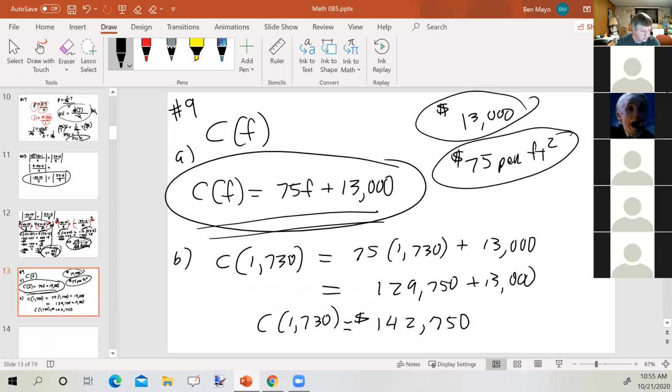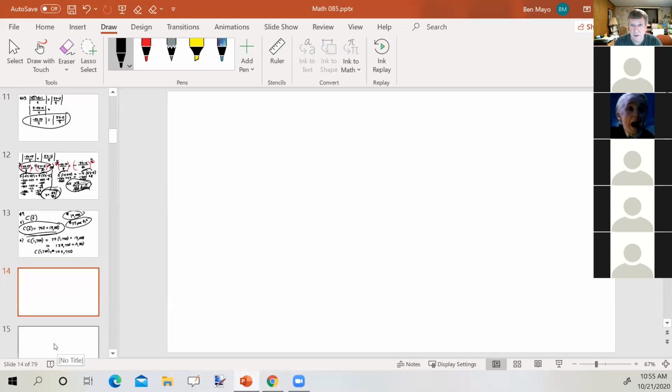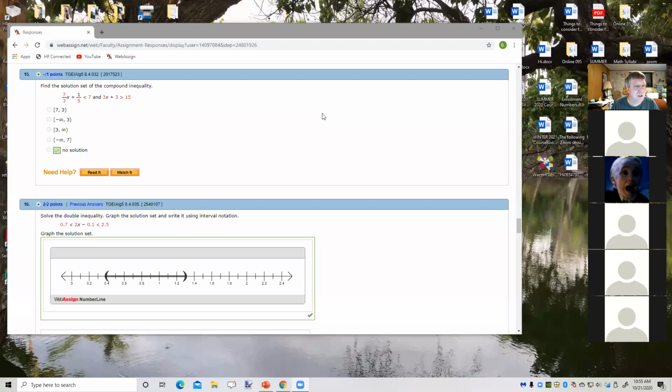All right, that takes us to number 15 on the chapter review. We good to go on? I'll take that as a yes. Okay, so now we're going to look at this problem. Find the solution set of the compound inequality. Okay, this is number 15, and we have 7/3 x plus 1/5 less than 7, and 3x plus 3 greater than 15.